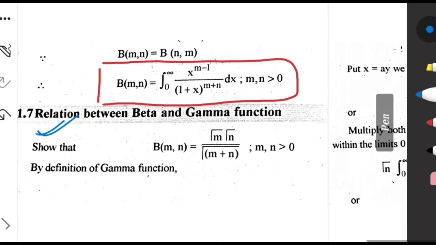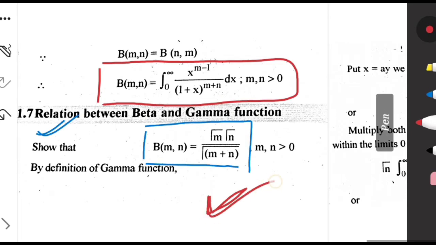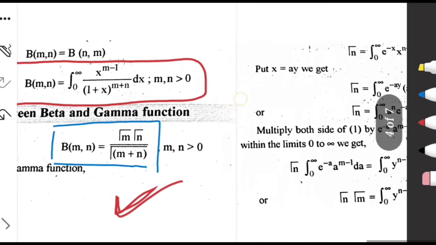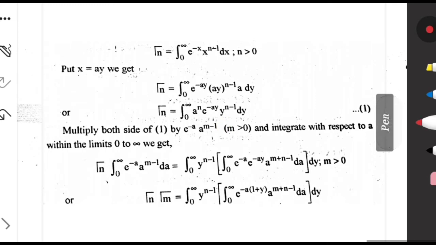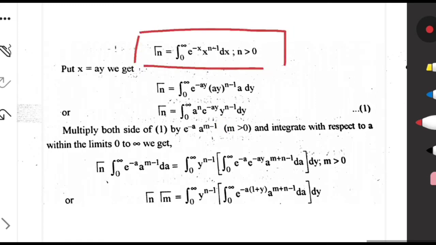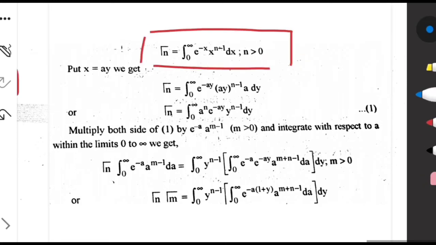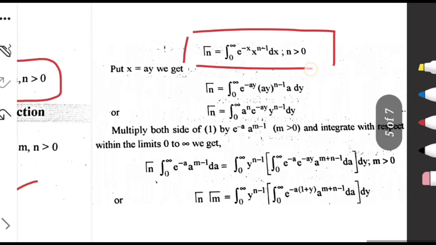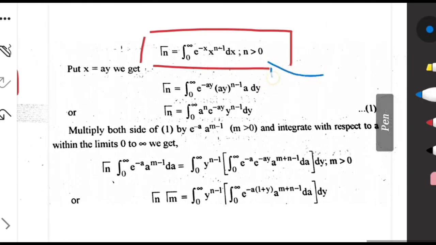Now the relationship: we have to show that B(m,n) equals gamma m times gamma n divided by gamma (m plus n). So this is the relationship and it is very useful in most of the questions. Let us prove it. According to the definition, gamma n equals the integral from 0 to infinity of e to the power minus x times x to the power n minus 1 dx, where n is greater than 0. I've told you that gamma function is not defined for negative numbers and for 0, so here n is greater than 0.